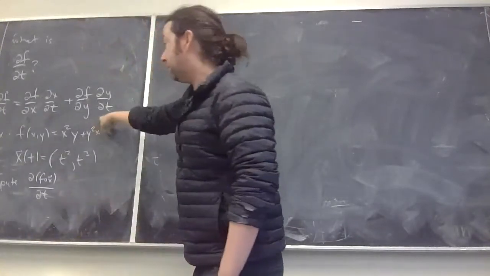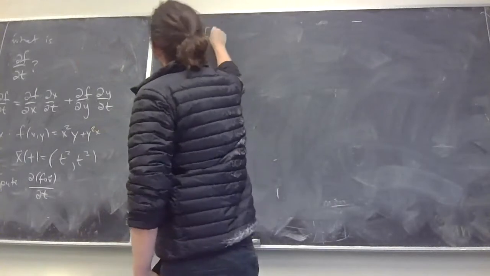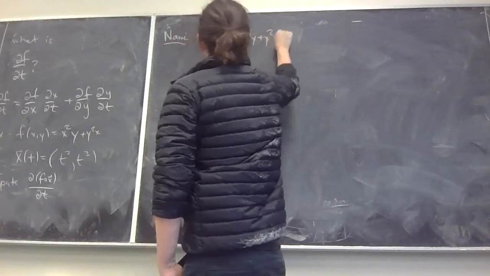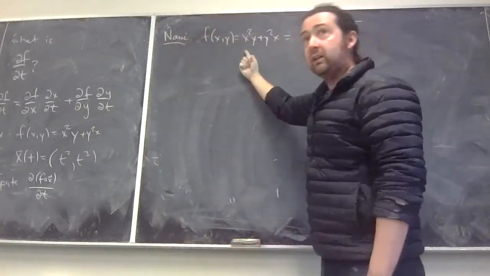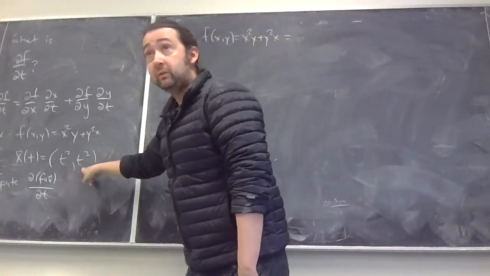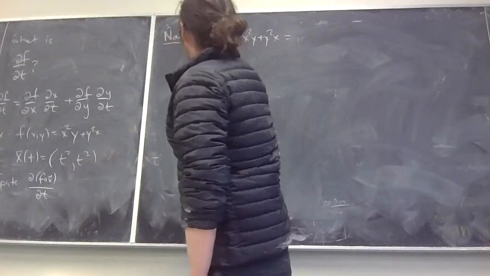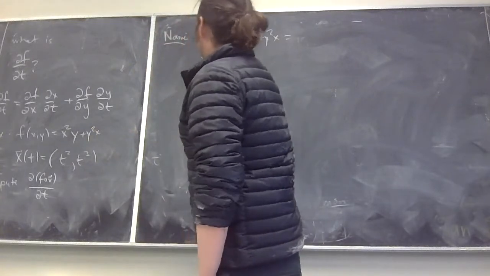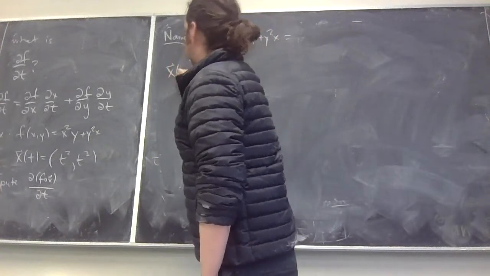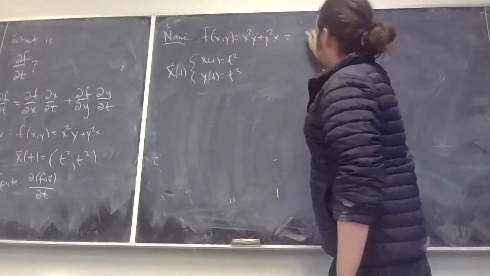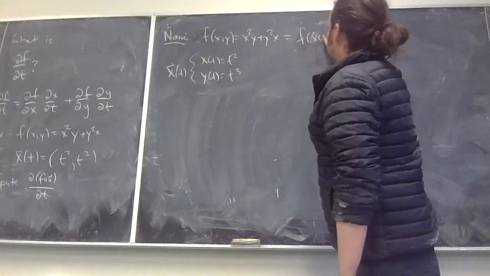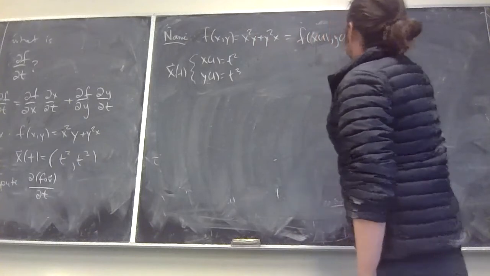So one way to do it without using this expression at all would be to say, oh, well, f of x and y, which is x squared y plus y squared x, is just equal to, we'll plug in x and y. X is t squared and y is t cubed. X of t is t squared, y of t is t cubed, because remember, all together we're referring to this as x of t. And so this function is just f of x of t, y of t.